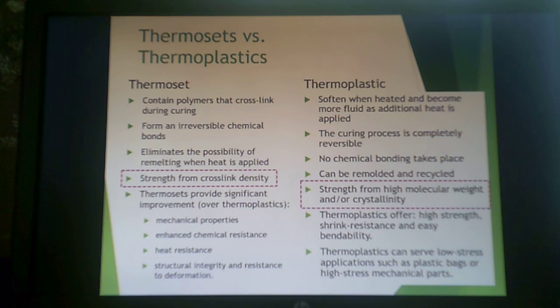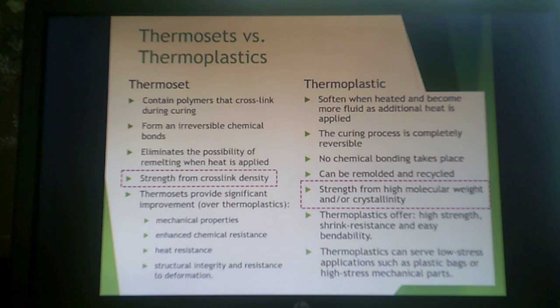In a thermoplastic, it's usually high molecular weight, and if the plastic has the ability to form crystalline regions, some amount of crystallinity. Not all thermoplastics are semicrystalline, of course, but most of them are high molecular weight. That's why they're solid at room temperature, because they're high molecular weight. And some of them are also semicrystalline.